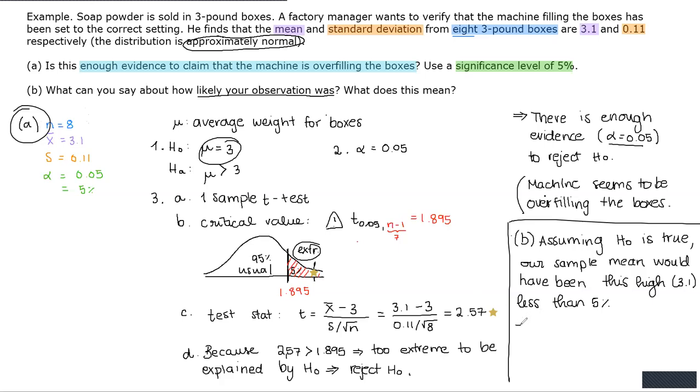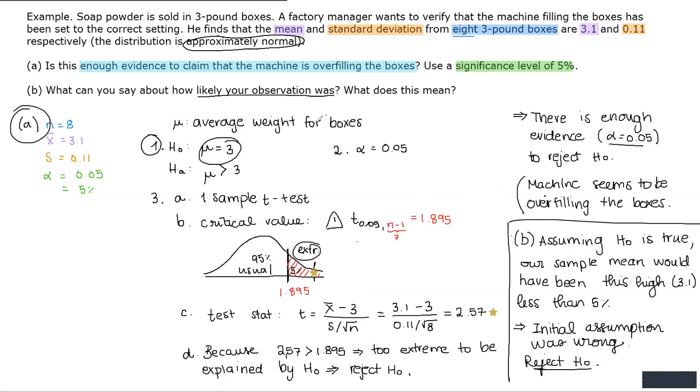And so that means that the initial assumption was wrong, which is why I can say that I reject that initial assumption. It is not a satisfying explanation for the extreme result that I got. Right? So this is the way in which we're going to solve all hypothesis test problems. We're going to have different hypothesis tests for different scenarios, but the steps are always going to be the same.